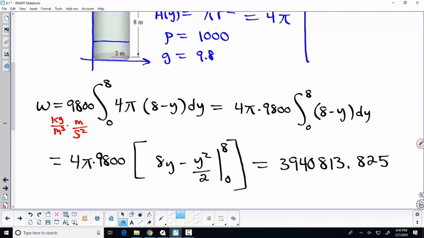What's the units for the 4 pi? Square meters, because 4 pi was an area. What are the units for the 8 minus y? Meters. Also meters. And the units for dy, also meters. So we have, these cancel, meter squared cancel here. We have kilograms per second squared times meter squared, which is a joule.